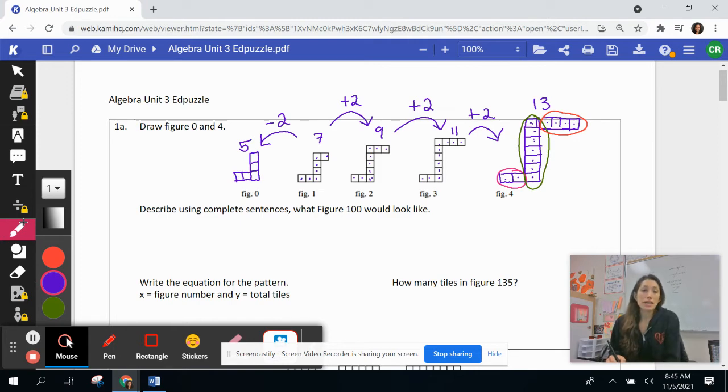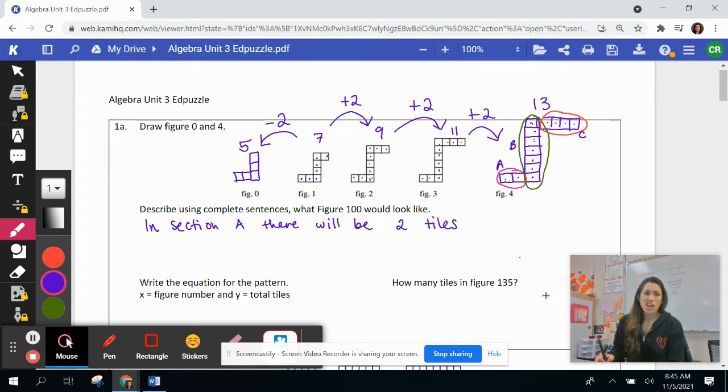Okay, so using full sentences, we want to describe what figure 100 would look like. So we can't just make an equation. We actually need to describe it in terms of talking about the different pieces or parts to it. If you want to describe each section, maybe we can call this section A, we can call this section B, and we can call this section C. So we have a place to reference back to as we're going through it. So we could say something like, in section A, there will be 2 tiles.